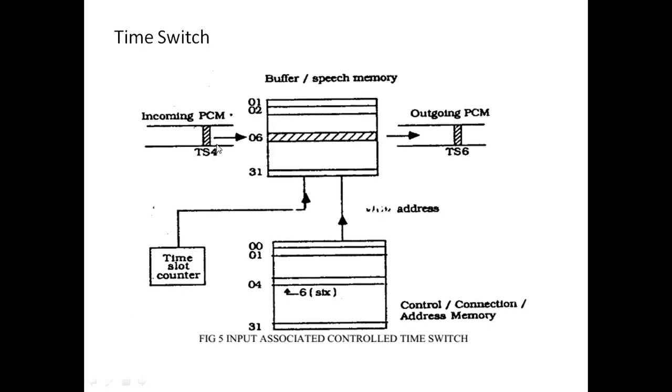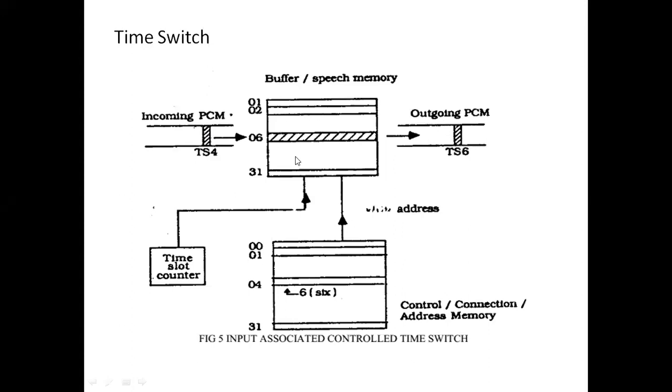Similarly, in time switching, to switch a particular slot, you read that particular slot and then store it in the time slot in which you want to transmit it. Say I want to transmit time slot 4 of the incoming PCM highway at time slot 6 of the outgoing PCM highway.